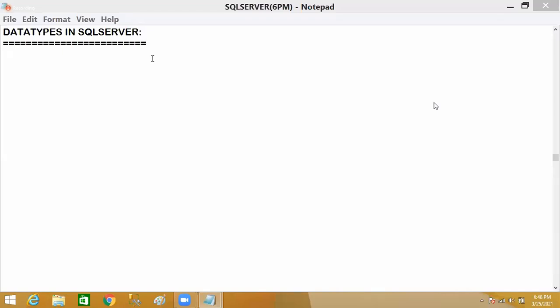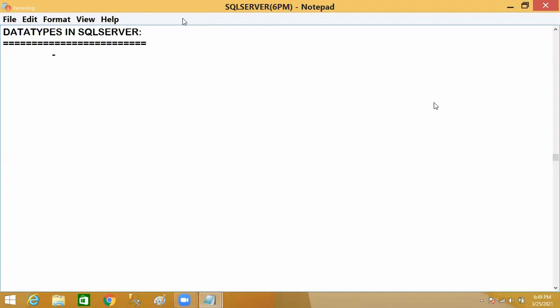For that purpose, we have to get some idea. And one more reason: without knowledge of data types, you can't create a table. It's very important to remember. Without data types knowledge, we can't create a table. That's why we should know all these things. First of all, we have to know what kind of data types are supported in SQL Server.